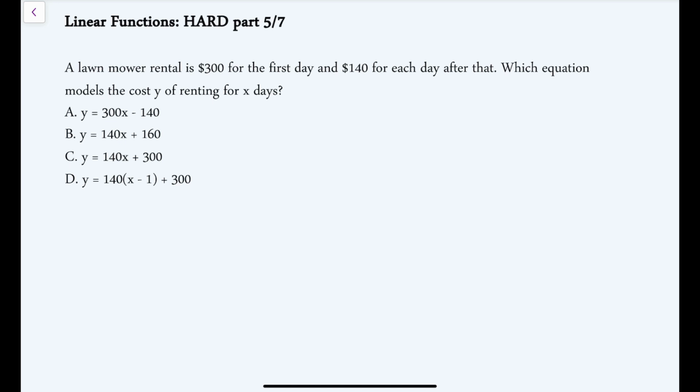Okay, so we can look at it in a couple ways. Let's first just break it down visually. A lawnmower rental is $300 for the first day. So this is just almost creating like our given list and highlighting the important information. One day is $300. This is just one day.